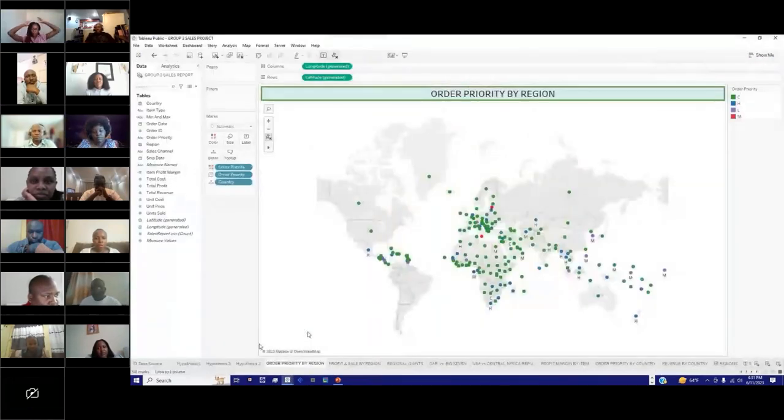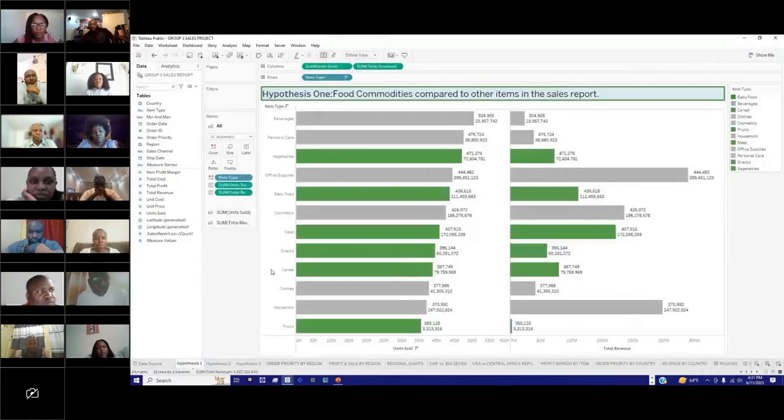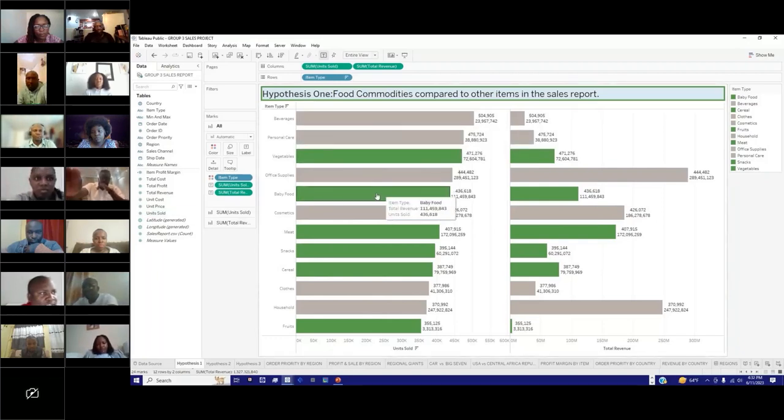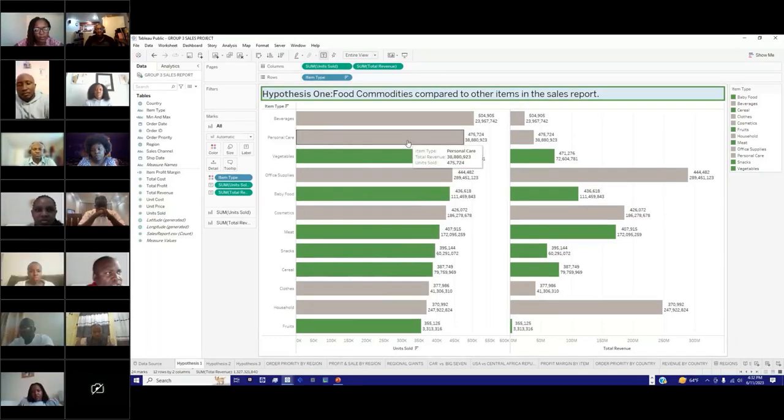So we had three hypotheses. The first one was this one. We were trying to find out if food commodities compared to other items on the sales report would generate more income and at the same time have a higher number of units sold. So doing that, the greens highlight the food items, and the gray is non-food items.